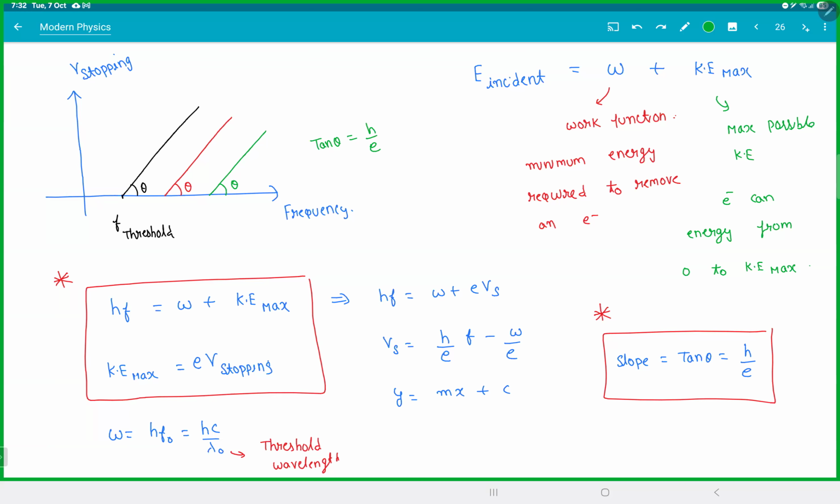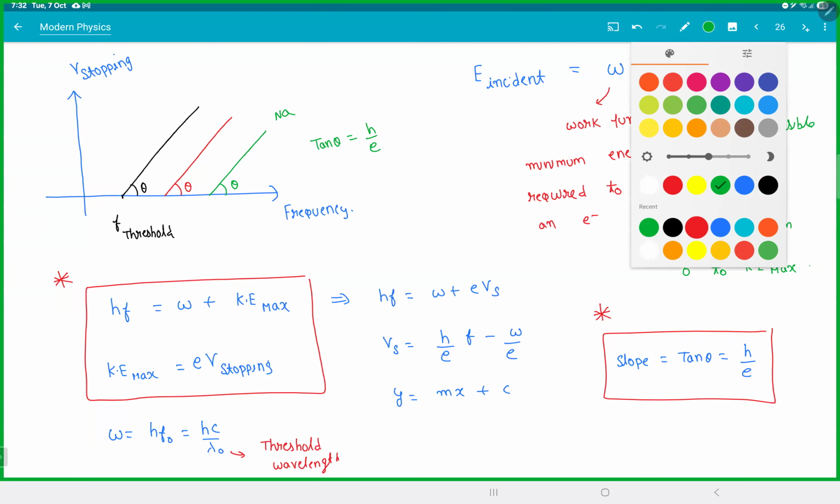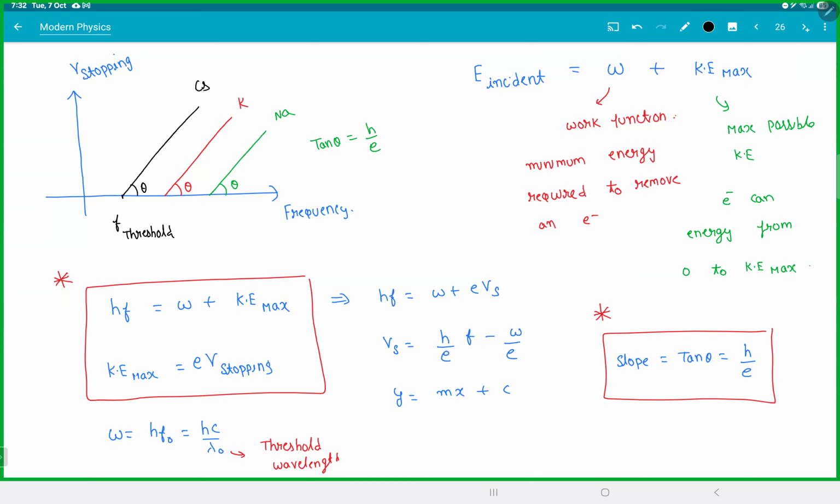Tell me one thing. In which one is it easiest to remove the electrons? Cesium? So cesium must have the least threshold frequency, isn't it? So the black one will be the cesium, and sodium is the most difficult. So green is the sodium, then comes potassium, and then comes cesium. Is that making sense?